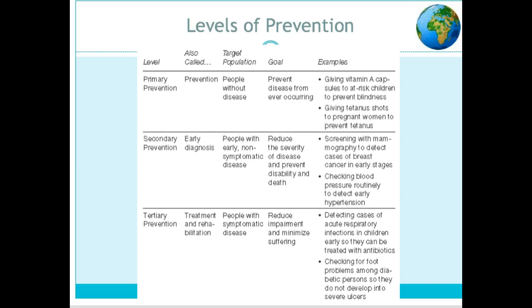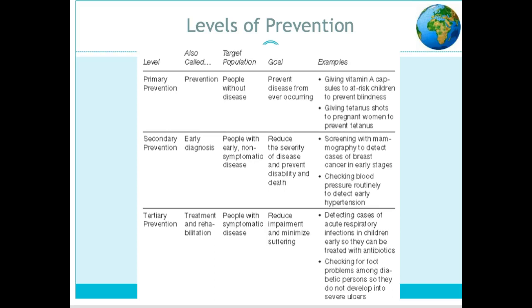Primary prevention, the target is people without diseases, healthy people, and the goal is to prevent the disease from ever occurring. Examples might be giving tetanus shots to pregnant women, vitamin A to at-risk children to prevent blindness, something to keep healthy people healthy.